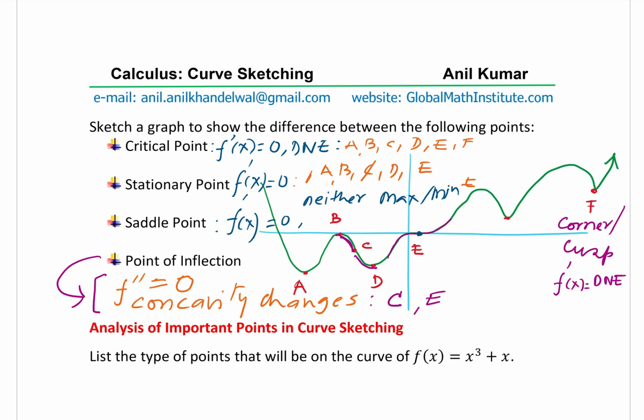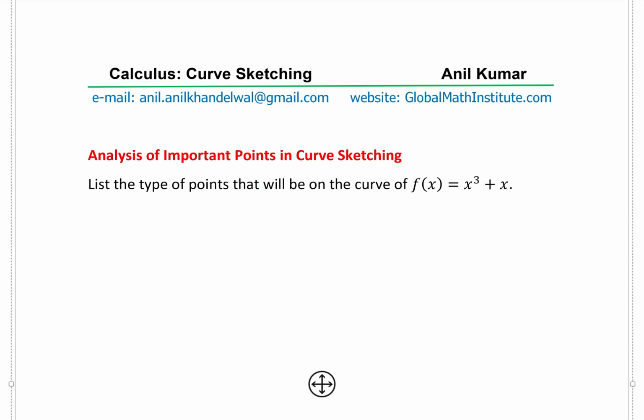Clearly, you have seen that the saddle point and point of inflection are different. Perfect. If you have a vertical asymptote, it is possible that the second derivative is 0 and you have a point of inflection. So we'll elaborate this with the help of an example. Now this is a very important example to understand.